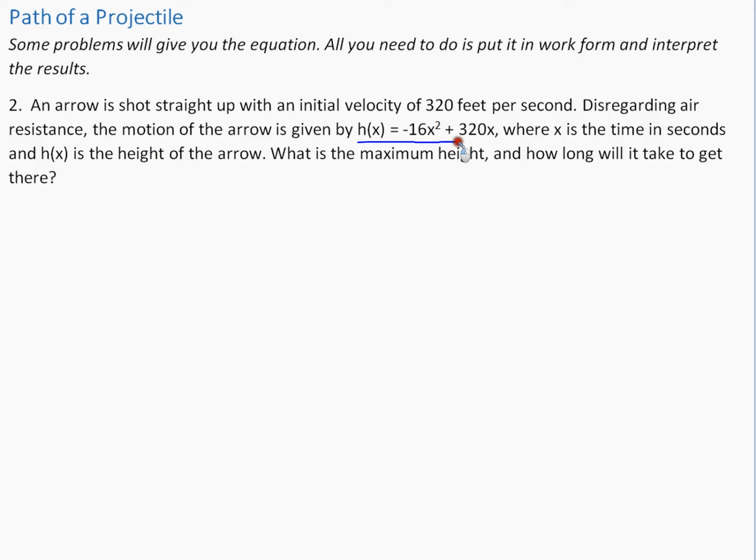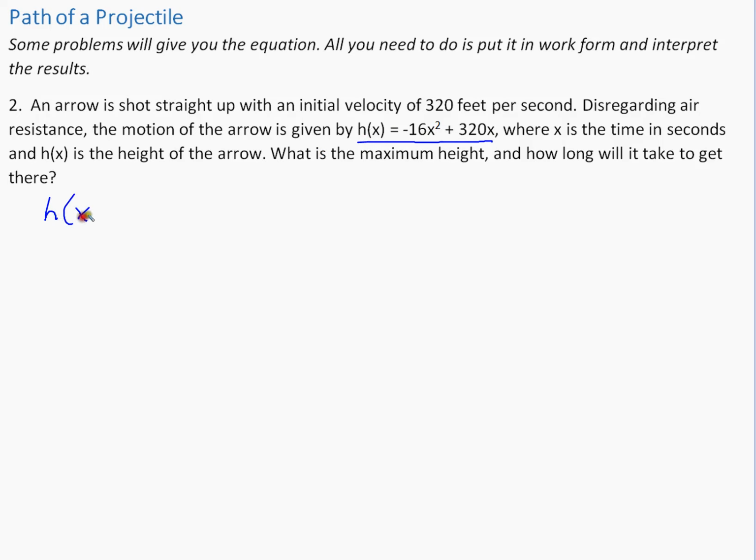by this equation, where x is the time that goes by in seconds, and h of x is the height of the arrow. So this is saying the height of the arrow depends on how long it's in the air, the time. What's the maximum height, and how long will it take to get there? Well, this is a parabola, and this parabola will give us the height. So I'll put in an x value, it will give us the height. Well, we want the highest height, so we're going to find the vertex of this parabola.